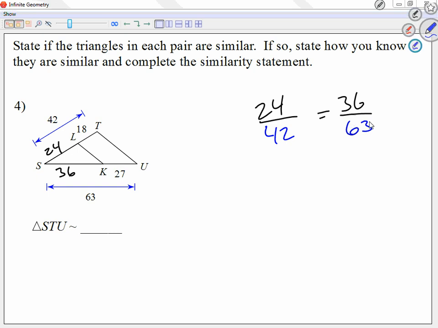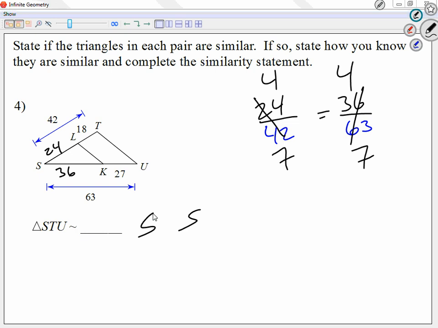In my case, let me simplify. 36 over 63, let me divide each by 9. So I get 4 over 7. Now for 24 and 42, let me divide each by 6, and I get 4 over 7. So at least the sides are proportional. But sides are not enough.